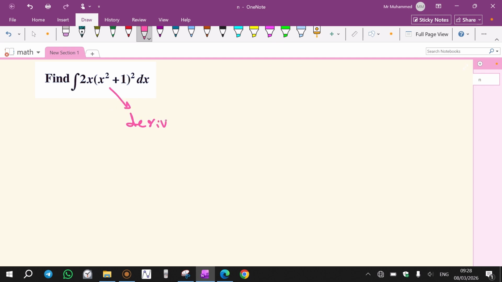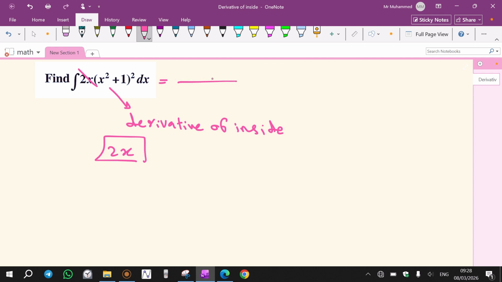Derivative of inside is extremely important. Now, derivative of inside this bracket is 2x. Do I have 2x outside? Yes, I do. It's right here. So the part which is derivative of inside gets cancelled. Then the result is bracket power plus 1 over new power. X squared plus 1 is power 2. It will be power 3 over 3 plus c. If the question said evaluate this integral, this is how we evaluate.